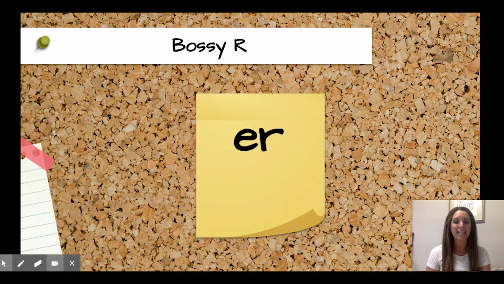The spelling ER is the most frequently used of the three Rs. It should be your first choice when you're making an educated guess about how to spell a word with an R. We use the pattern ER like in the word fern. Let's read some other words that use the pattern ER to make the R sound.